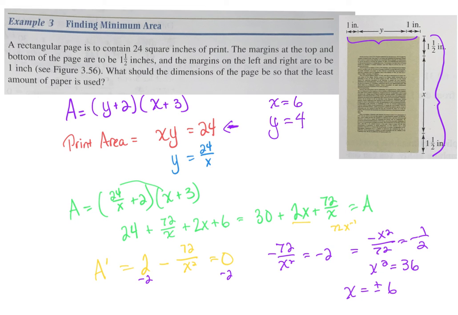So since they are asking for the dimensions of the page, then you need to add in those given margins if they want the dimensions of the actual page itself. We found the dimensions then of the print area, 6 by 4. So we would just take the 6 and add the 3 to it from this. We would take the 4 and add the 2 to it from that. And we would get that the dimensions of the page itself are 9 by 6 inches.